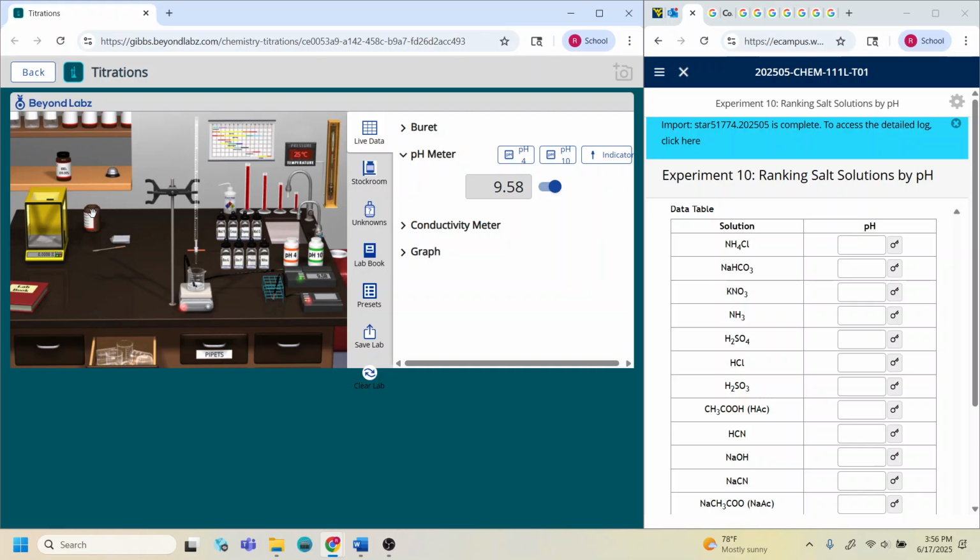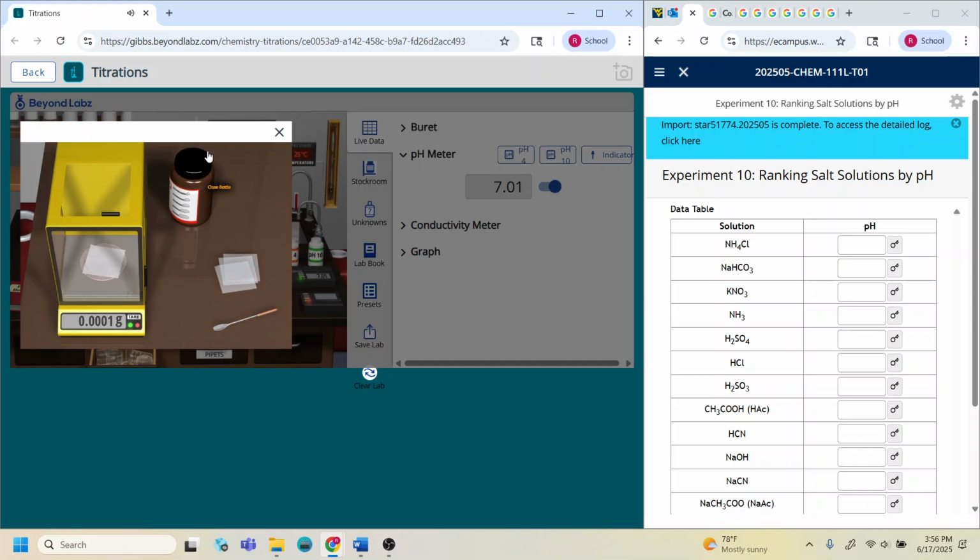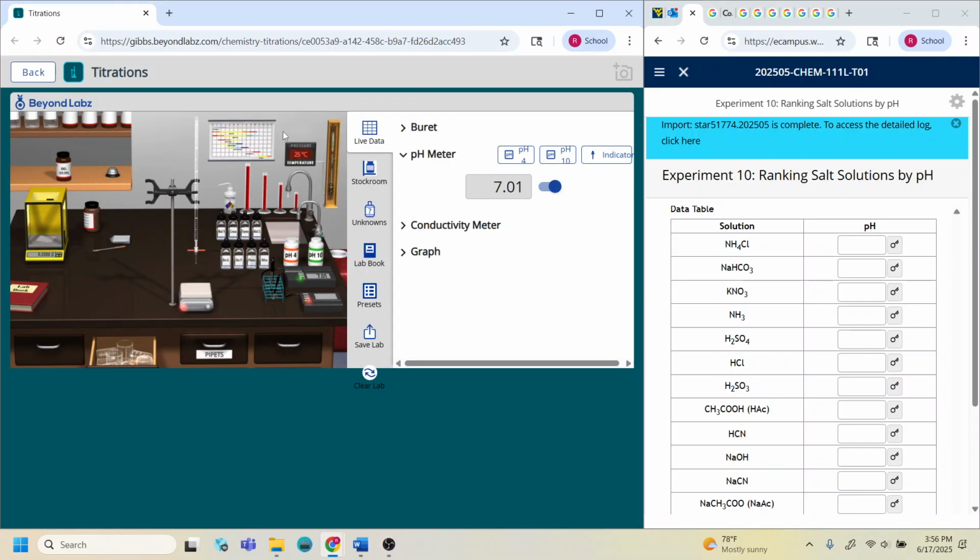Okay. We're going to stop that by simply disposing it. And we're going to take the solid, zoom in and make sure that you close the bottle. And then we're going to take that bottle, we're done with it. We are going to dispose. We're going to do the same thing for the potassium nitrate. I'm going to go ahead and dispose that. Go ahead and get the value for the pH. For the potassium nitrate, follow the same steps.